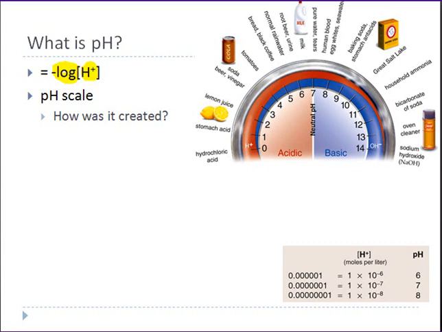And you'll notice that around the hydrogen ion symbol, there are these square brackets. Those square brackets mean concentration. So anytime you see an atom or molecule with those square brackets around it, that means the concentration of that atom or molecule. So here's the deal with the pH scale.